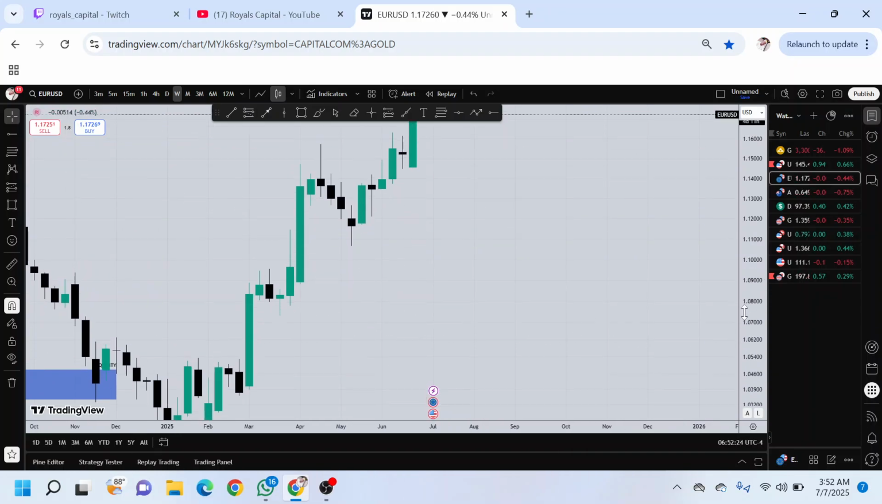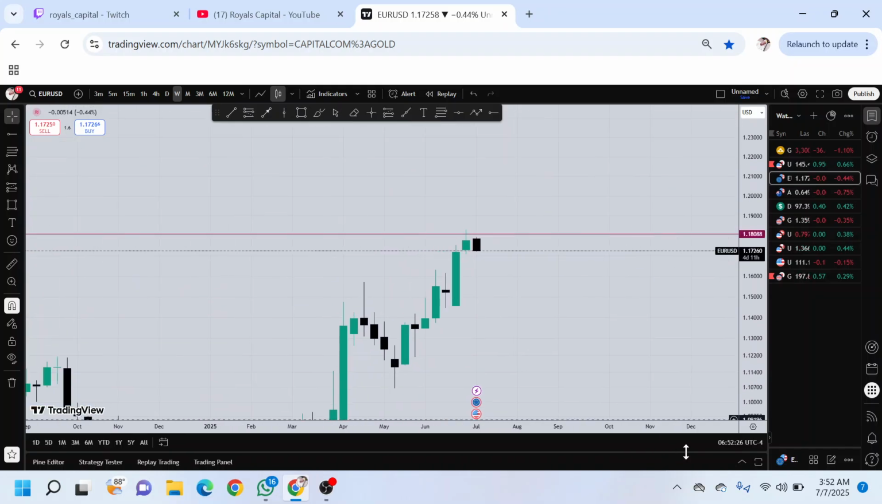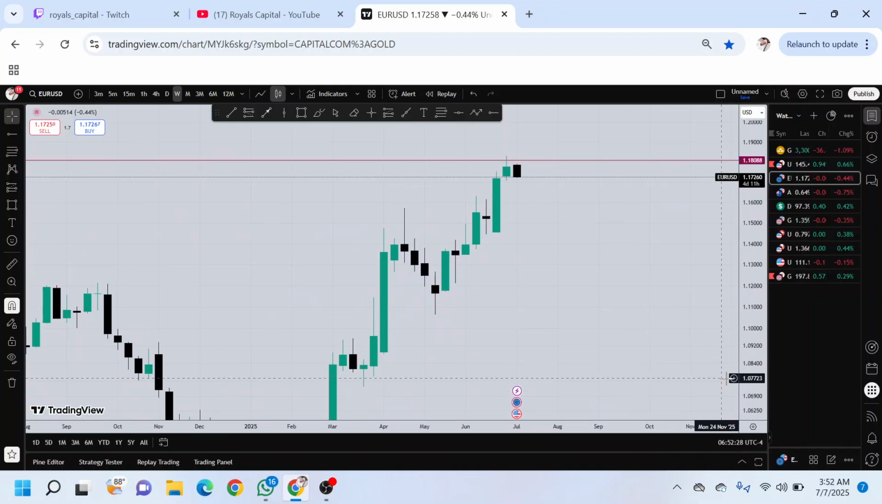So like I said, we are still very bullish on EU. So currently what we are going to be doing is looking for entries. Where are we going to enter the market from?